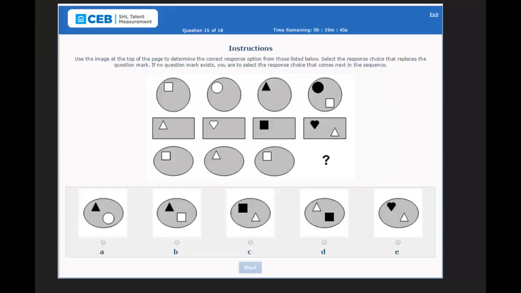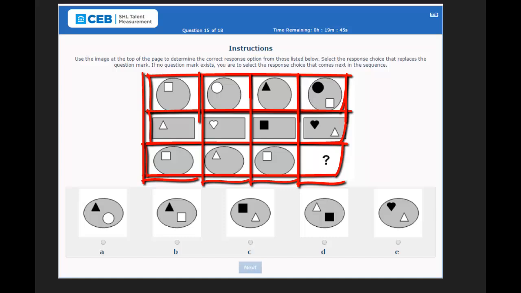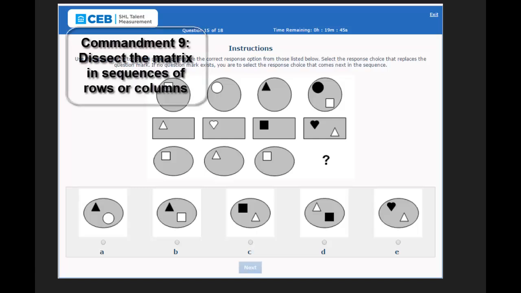Now let's move on to the next task. In this particular case, we have a matrix. The matrix, to summarize, is nothing more than a collection of sequences that forms rows and columns. As we mentioned in the previous video of 10 commandments of psychometric test, usually in order to find the pattern that is governing the matrices, we need to dissect and analyze the sequences in rows or columns.